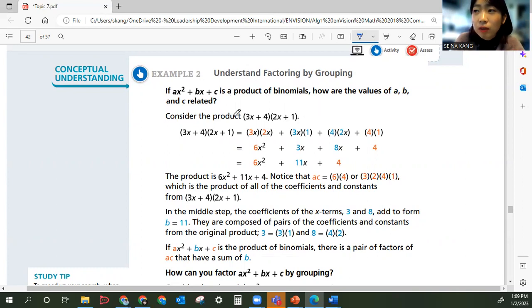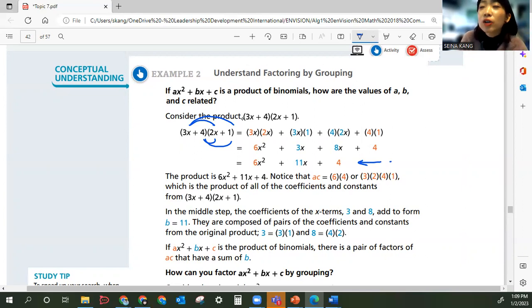You multiply them using the FOIL method: first, outside, inside, last. So you multiply 3x times 2x, 3x times 1, 4 times 2x, 4 times 1. And those are your terms. That means you have 6x² plus 11x plus 4. And so the product is 6x² plus 11x plus 4.